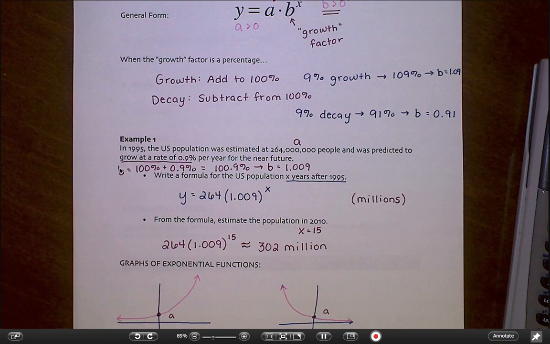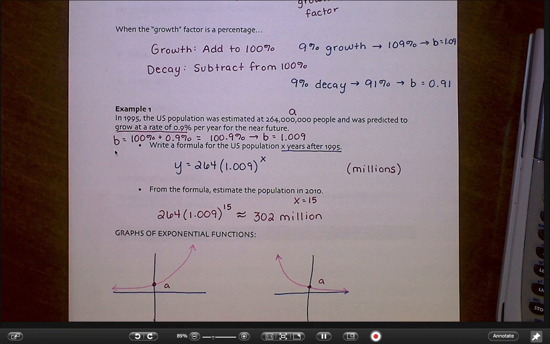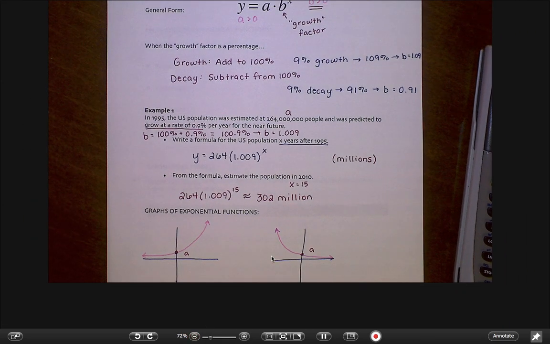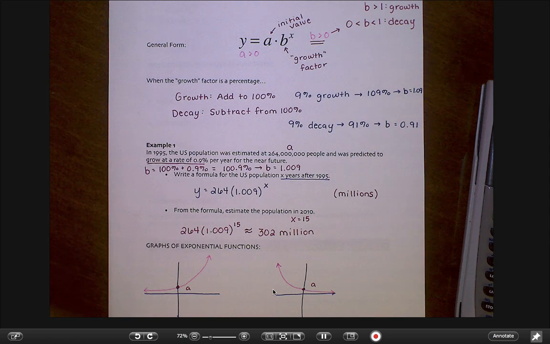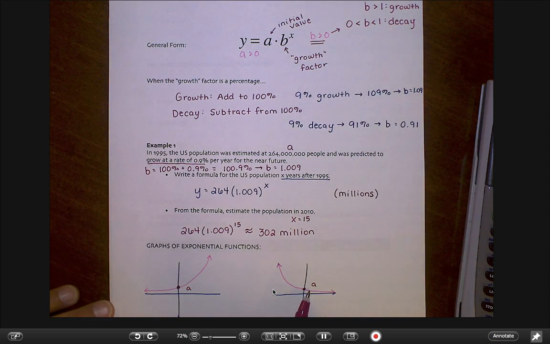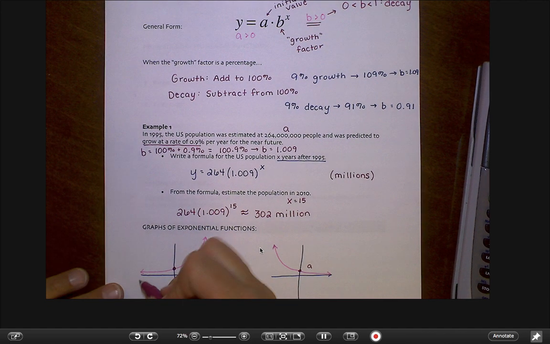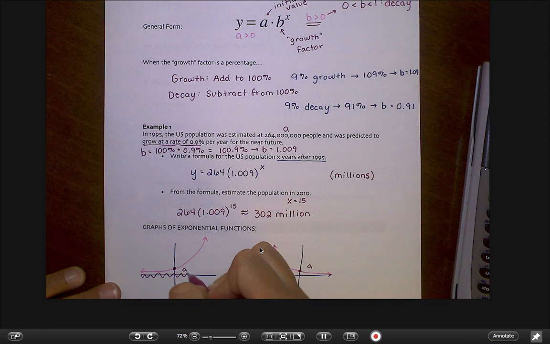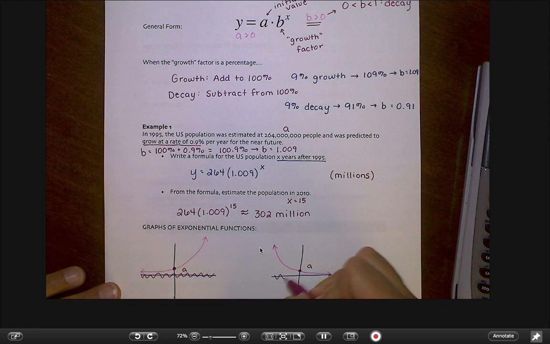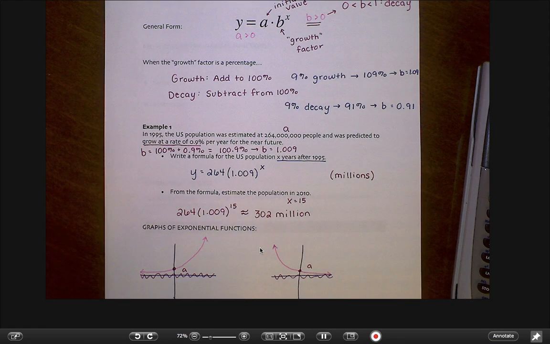If you have a B value that's between 0 and 1, and when we say between 0 and 1, really we're talking about decimals and fractions, that's when I'm going to be in a decay situation. Regardless, either way, you always have this line on the graph, the x-axis, that the graph never touches and never crosses. And like I said, that has to do with the fact that you can never flip from positive to negative using these values.